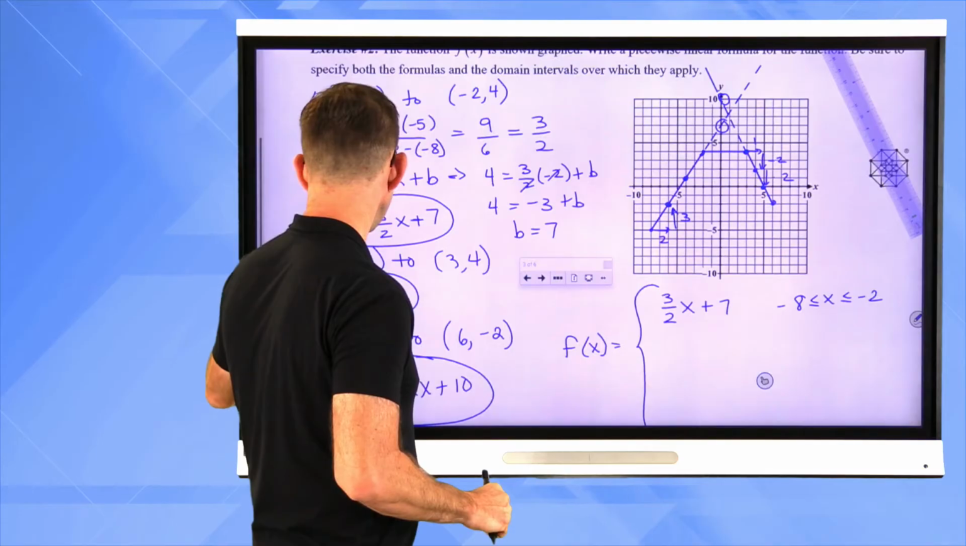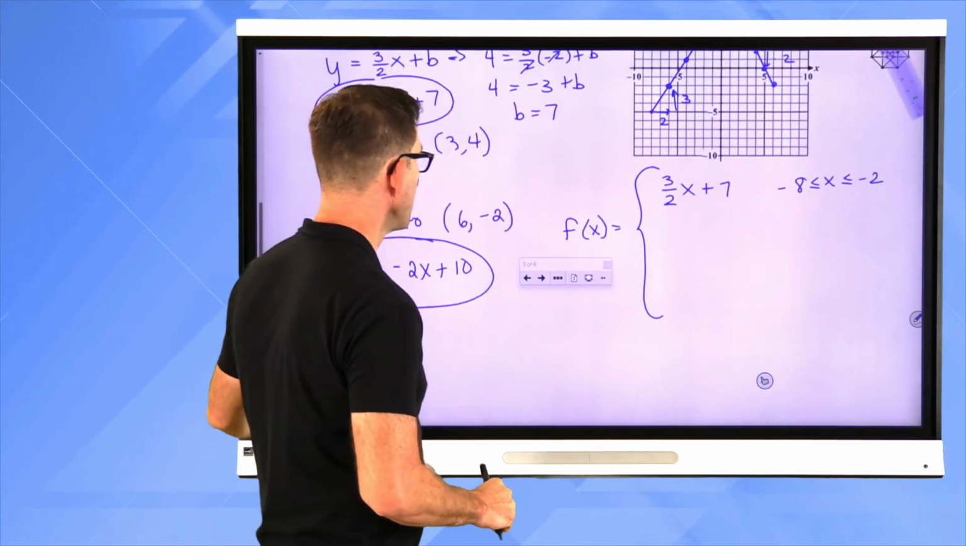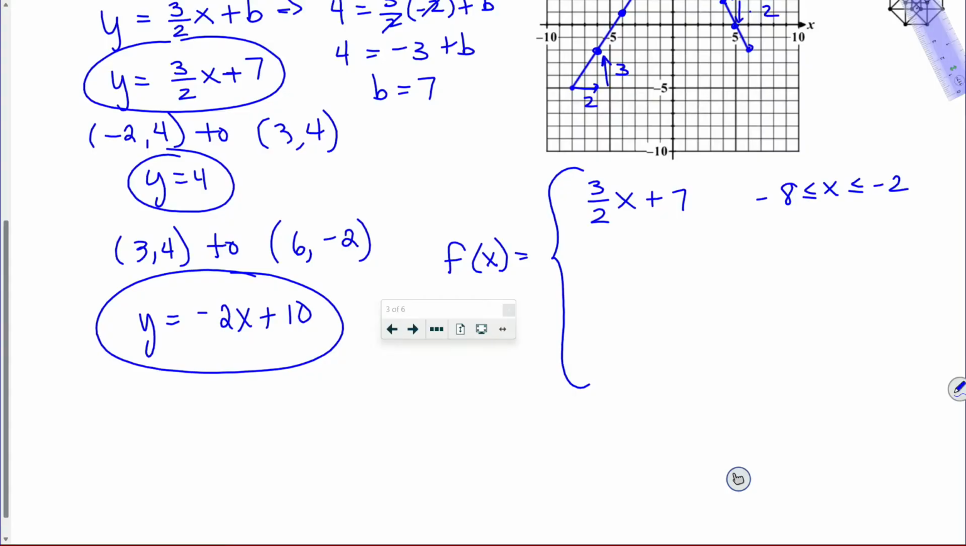Bring this thing back up, hopefully, where it's not going to get in the way again. My second formula is that constant, right? y equals 4. Now that goes from -2 less than x less than or equal to 3. Remember, we're talking about x values here. And my final formula is -2x plus 10, and that's going to be 3 less than x less than or equal to 6.